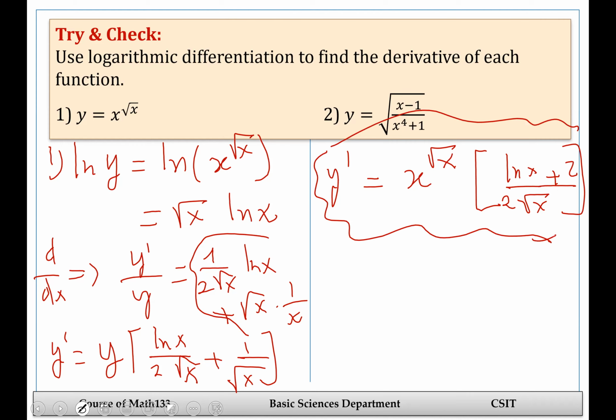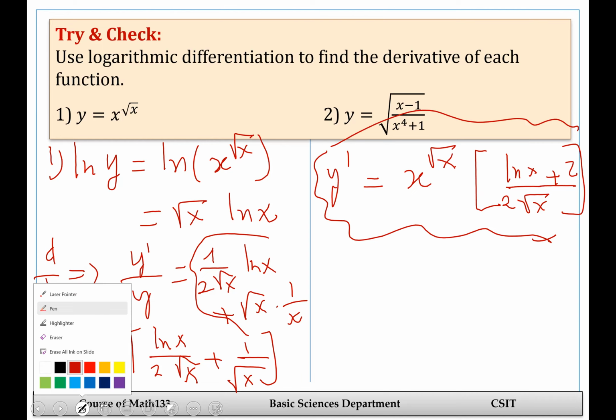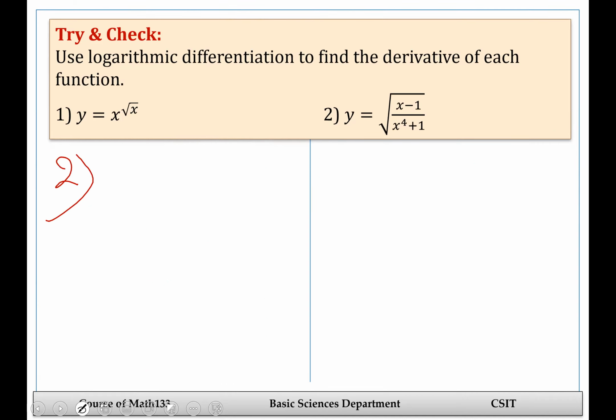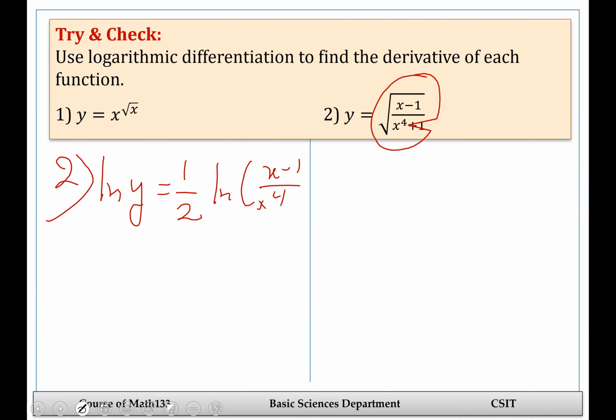Good. The second example here, you see that the expression is widely complicated, but with ln it will be simple. So there is a half power on all the functions, so it's 1 over 2 ln of x minus 1 over x squared x fourth plus 1, which can be written like 1 over 2 ln x minus 1 and minus half ln x fourth plus 1.